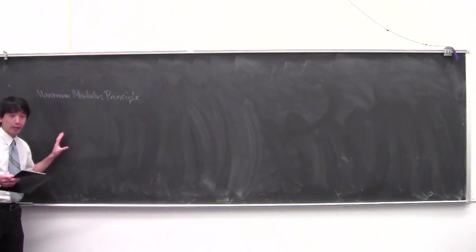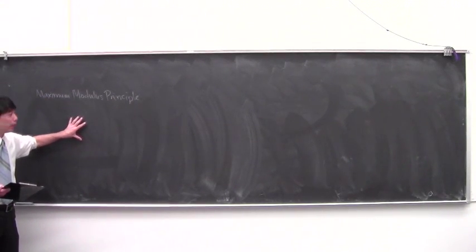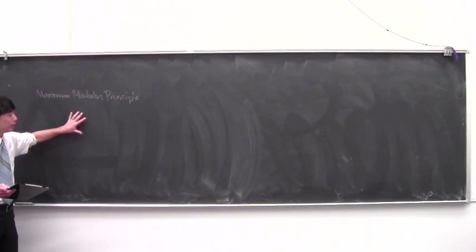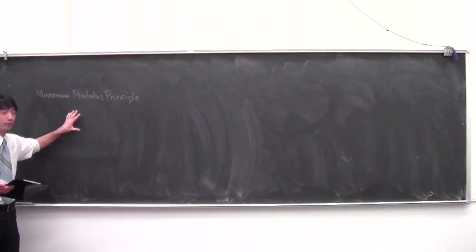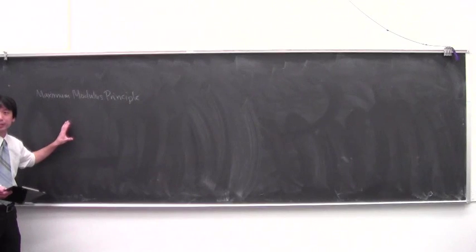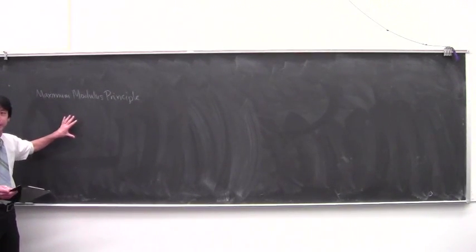So the maximum modulus principle roughly says that if you have an open connected region, let's say that it's bounded, and you have a function that's analytic on that region, then it cannot attain a maximum within that region. If the function is continuous on the closure, then the maximum has to occur on the boundary. So the maximum cannot occur within the region itself.